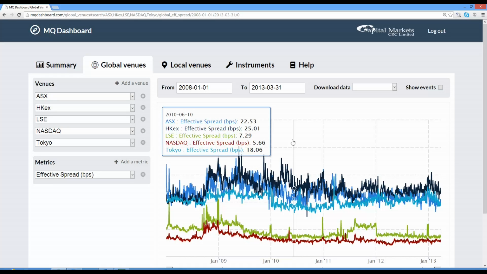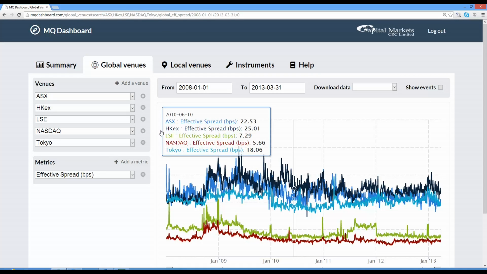Placing my cursor at a particular spot in the time series graph, you will see a box that has the specific metric for each marketplace. Australia looks comparable to other markets in the region, but the Asia Pacific region looks like it has some way to go before matching the efficiency of the LSE, who in turn has a way to go to measure up to the efficiency of the NASDAQ marketplace.